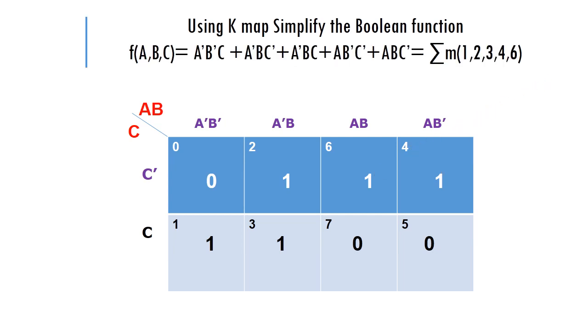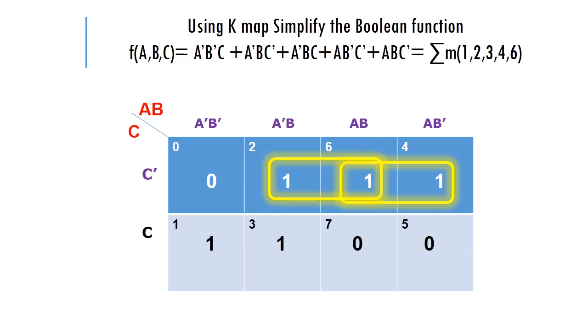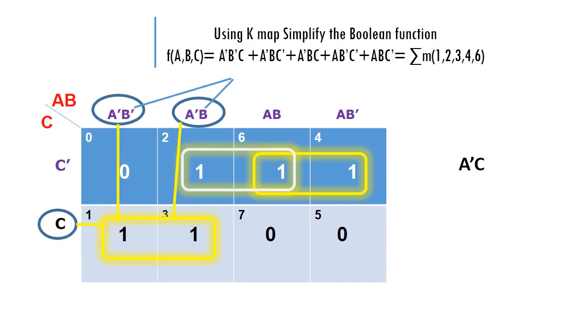Now let us see how to group different logic cells. Based on the rules, we have combined the cells 2 and 6, 6 and 4, and 1 and 3. After the grouping, the common term in the cells will be retained. In this example, cell number 1 and 3 are grouped.